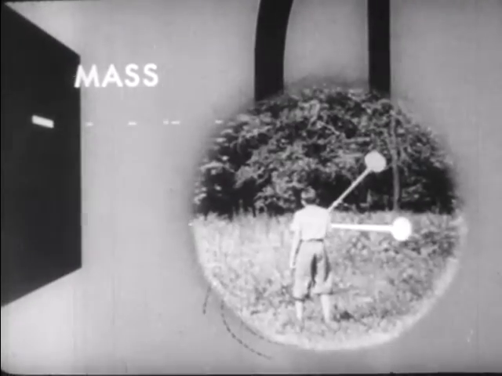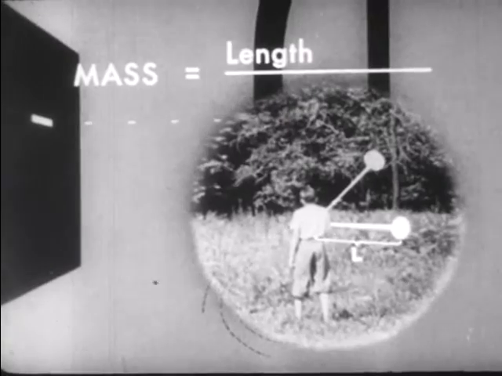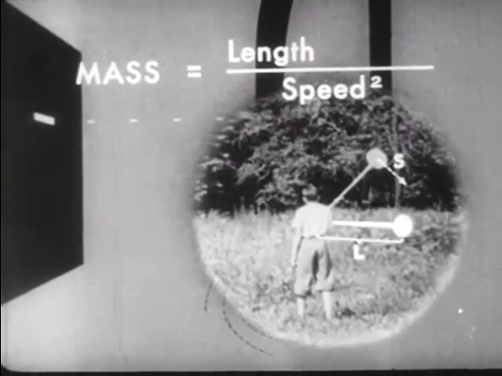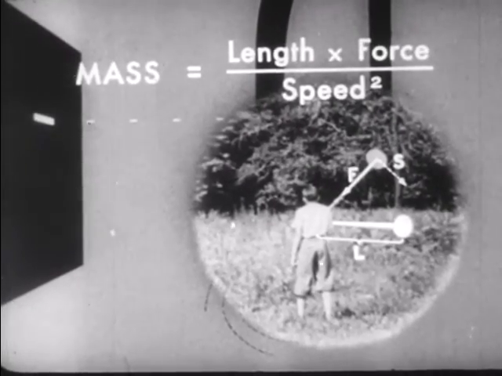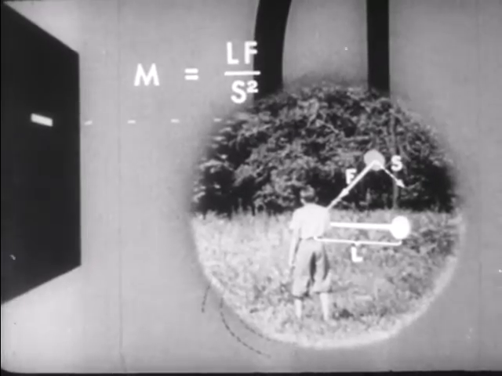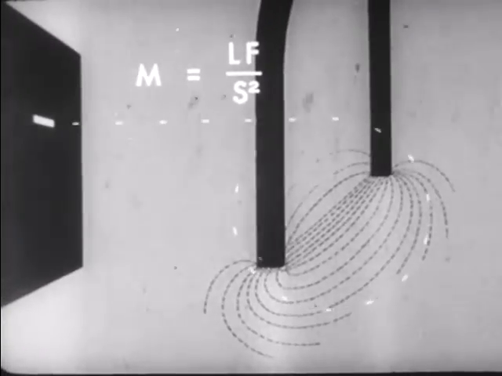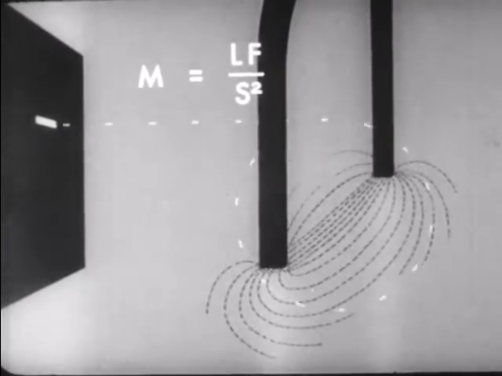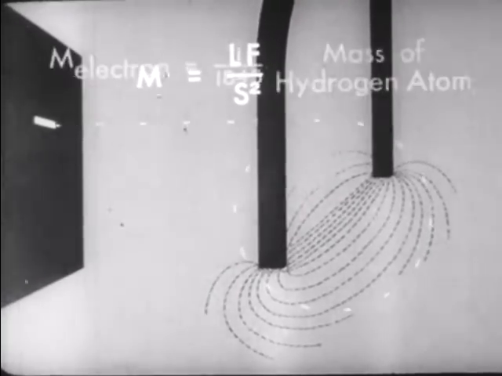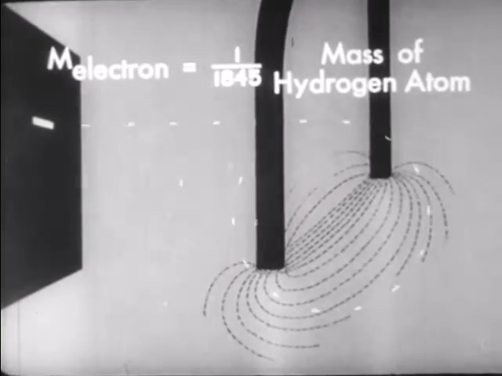Just as it is possible to determine the mass of a stone at the end of a swinging rope, if we know the length of the rope, the speed of the stone, and the force the stone exerts upon the rope, so is it possible to determine the mass of these electrons. This mass has been found to be 1/1845 of the mass of a hydrogen atom.